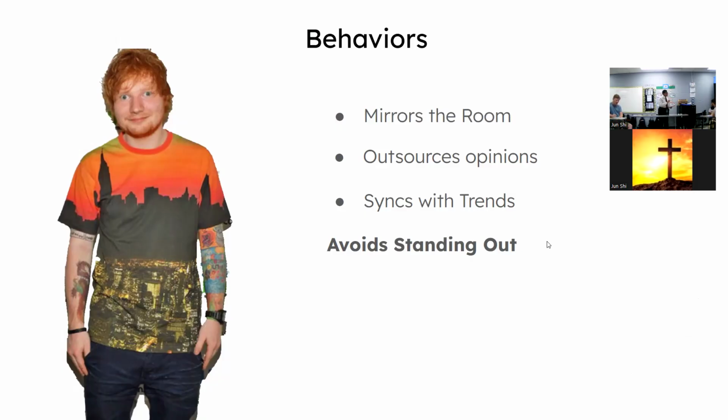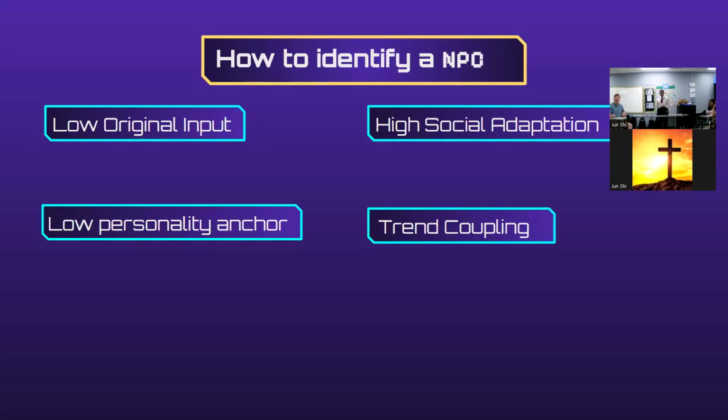So, as a recap, how do you actually go out and identify one? Next slide, please. I want you to look for patterns like low originality, group-based behavior shifts, and a heavy adaptation to whatever so happens to be socially acceptable. Now, to be clear, this species of human isn't bad or anything. It's just people who prioritize comfortability over individuality.